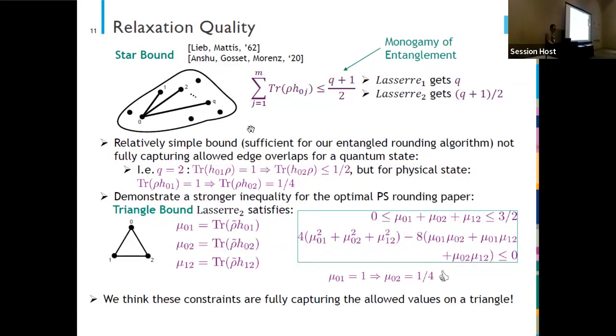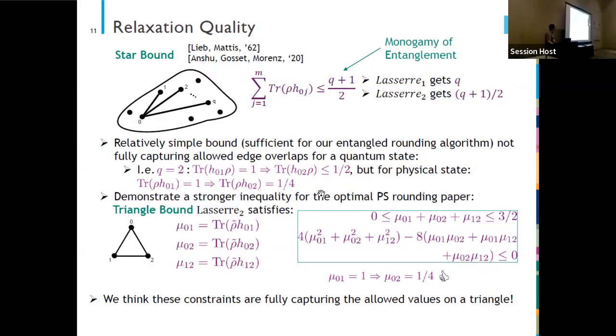And so that was kind of a relatively simple bound. It worked for our first entangled rounding paper. But as you expect, this is kind of a simple inequality. We're not really fully capturing what a quantum state is. In particular, you can look at this and you can see that if I set one of the overlaps to be 1, this thing forces the adjacent overlap to be a half. But monogamy actually says that if one of these overlaps is 1, then the third qubit must be totally unentangled with qubits 0 and 1. So you'd actually expect objective exactly a quarter there.